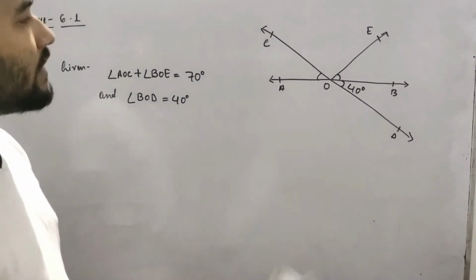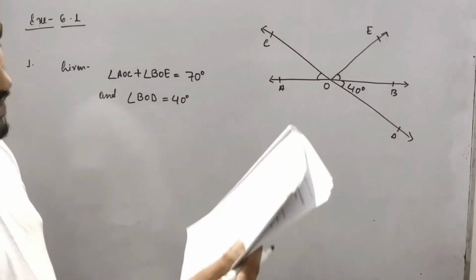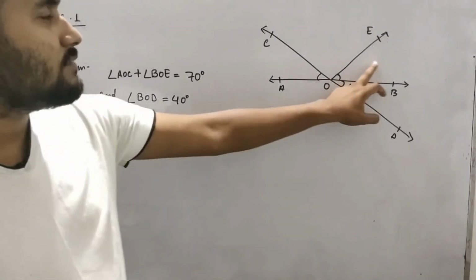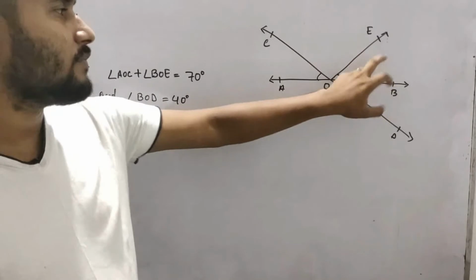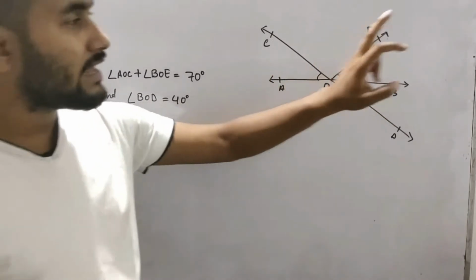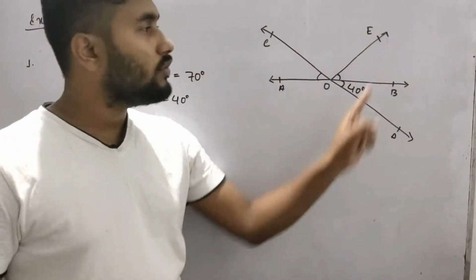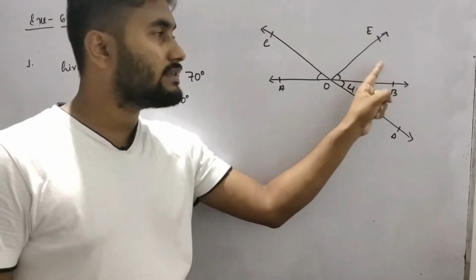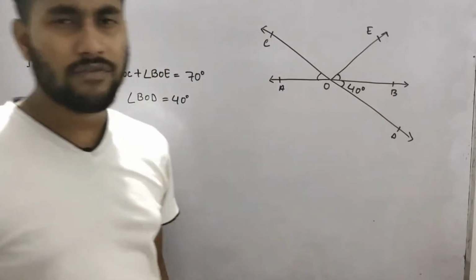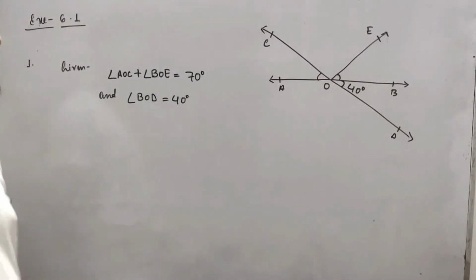We have to find what? At first, angle BOE. Which one is BOE? This one is BOE. We need this angle. This angle plus this angle is 70 degree, it is given. We need this particular angle, how much is it? And then the next one is reflex angle COE. We will see it afterwards.